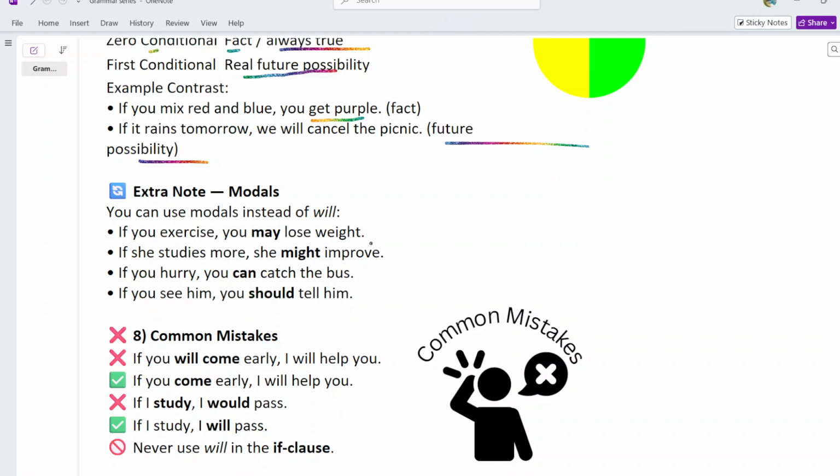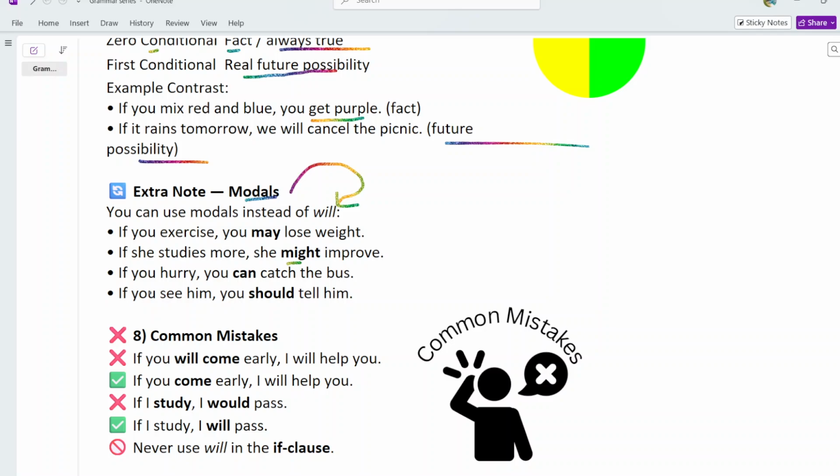Okay, the certainty changes. Now if I say, if she studies more, she might improve, I am not going to say that she's definitely going to improve. Why? Because my modals are changing the level of certainty of this particular word here. The use of modals is changing the level of certainty.